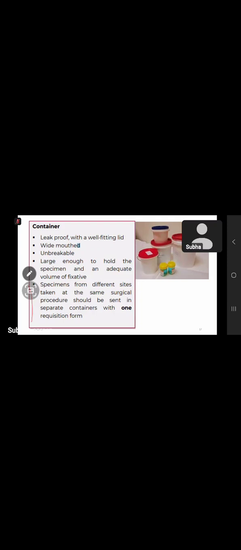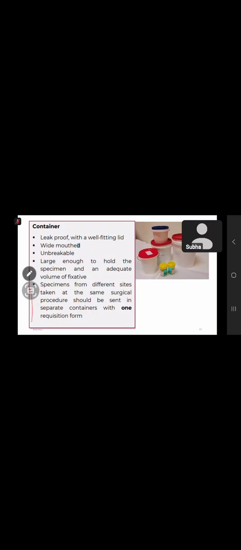Specimens from different sites taken at the same surgical procedure should be sent in separate containers with one request form. This information is taken from the current protocol used in Sri Lanka. So sometimes questions can be asked: write the properties of a histopathological container. Your answer should contain these important points.